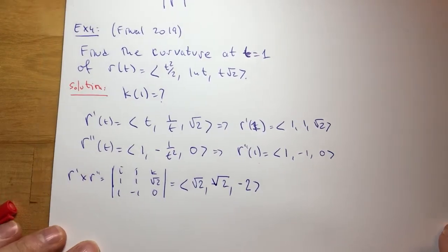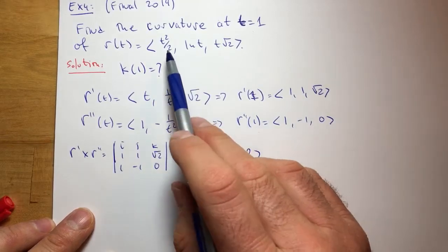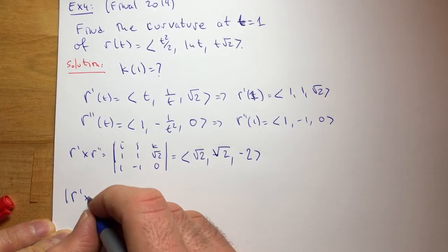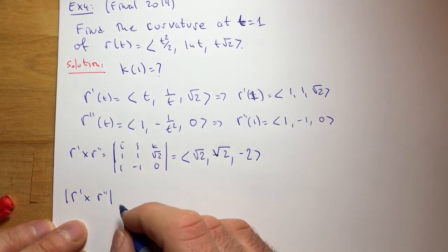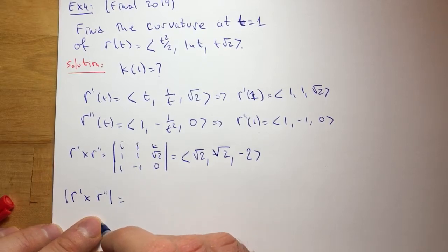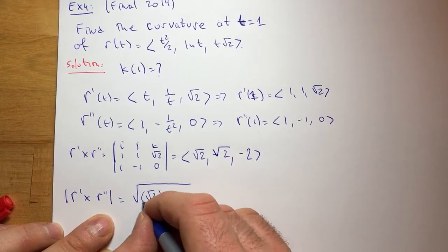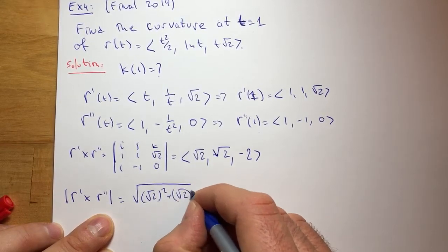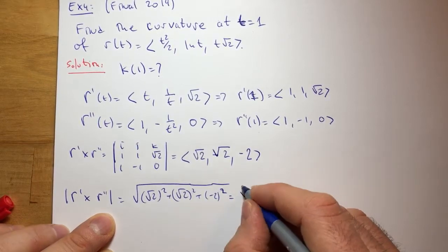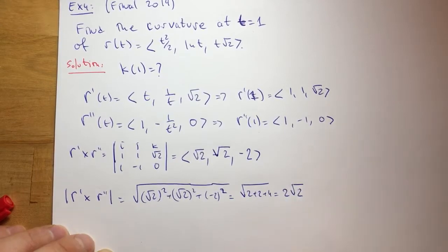Okay, now finding this, you see it's much easier. We don't have to work with the variable t, so the magnitude of r prime cross product r double prime is equal to square root of 2 squared plus square root of 2 squared plus negative 2 squared, which is equal to square root of 2 plus 4, which is square root of 8, which is 2 square root of 2.